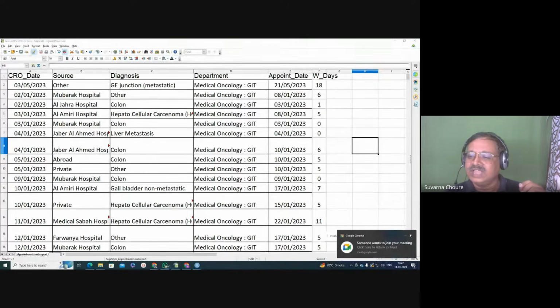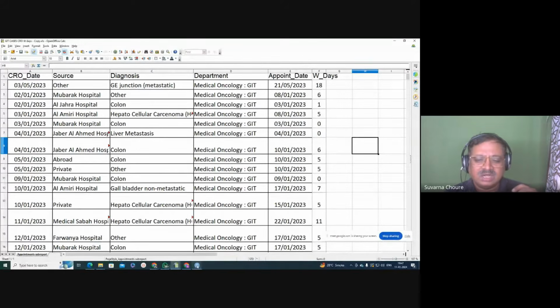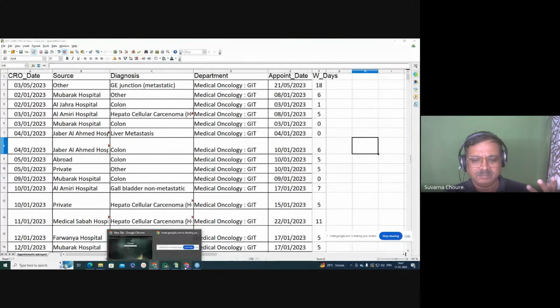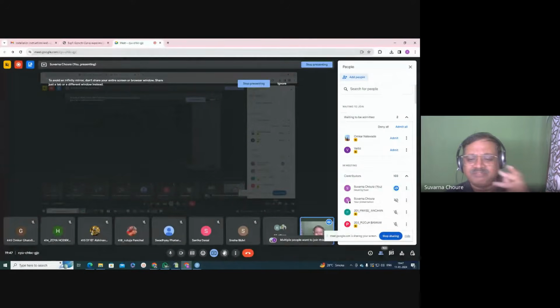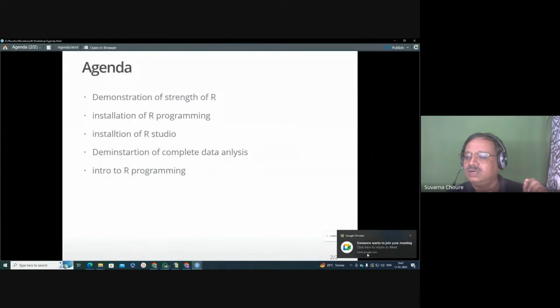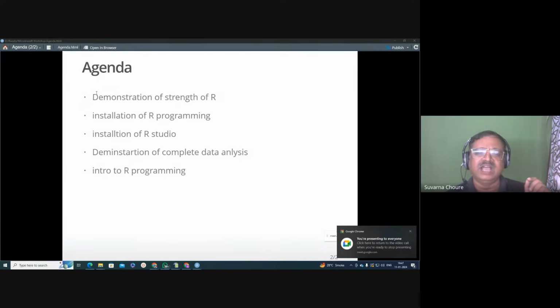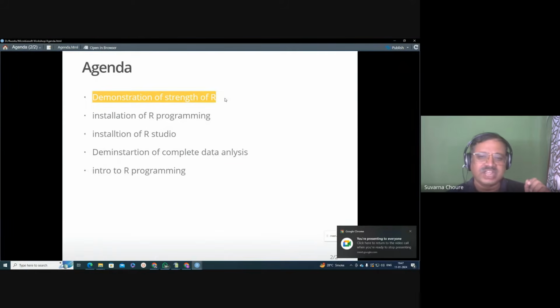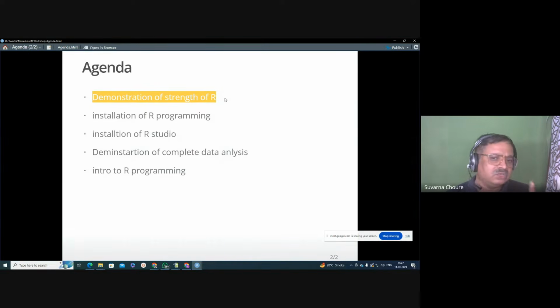We'll go to the next one. This is not much impressive one, but still that file shows that R can do some things very efficiently, and that we'll do as we go on in this session. That again, I will go back to my agenda. Initially, I will show you the strength of R. I will tell you why to learn R.